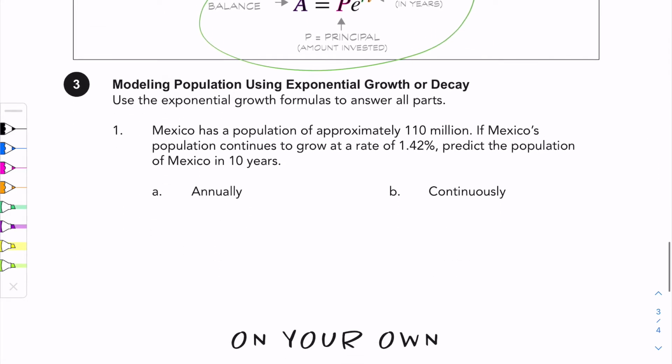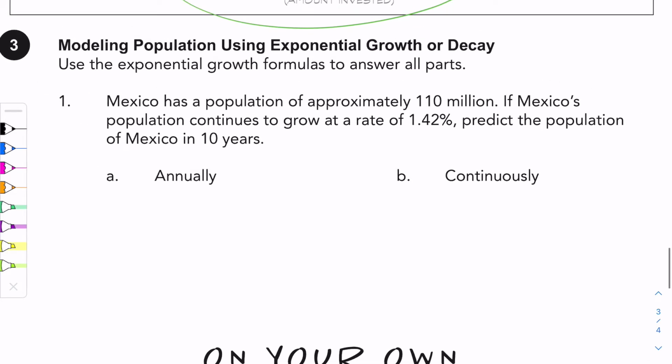So for the first one, we're looking at the fact that Mexico has a population of approximately 110 million. That would be 110,000,000. If Mexico's population continues to grow at a rate of 1.42%, predict the population of Mexico in 10 years. We're looking to do this both annually and continuously.